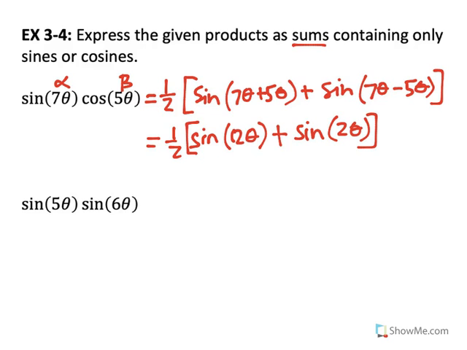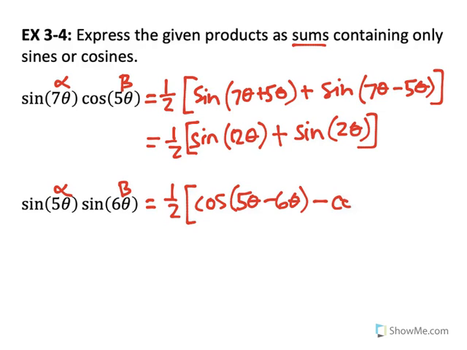Okay, we go on to our next one. Just make sure you have enough parentheses on that, or the parentheses or brackets are in the right place. I don't know if you get brackets in MyMathLab, so just use parentheses instead of the brackets. So our second one, we've got sine times sine as our product. So when we expand sine times sine, it becomes 1/2 of cosine. This is our alpha, this is our beta. So we have 5 theta minus 6 theta, and then minus cosine of alpha, so our 5 theta plus beta.